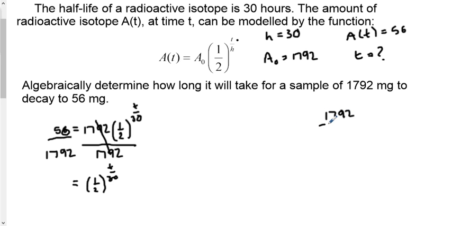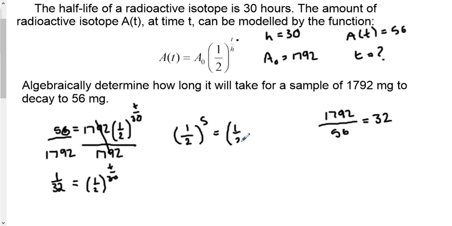1,792 and divide that by 56. If I do that, I'm going to find I get a value of 32. So what that means is that this side of my equation will simplify to 1 over 32. So now I know that I can write 32 as a power of 2. So that's going to give me 1 over 2 to the exponent of 5 is equal to 1 over 2 to the exponent t over 30.